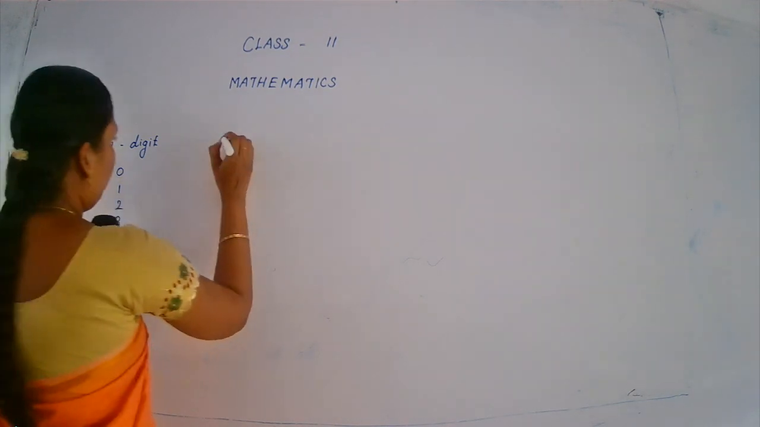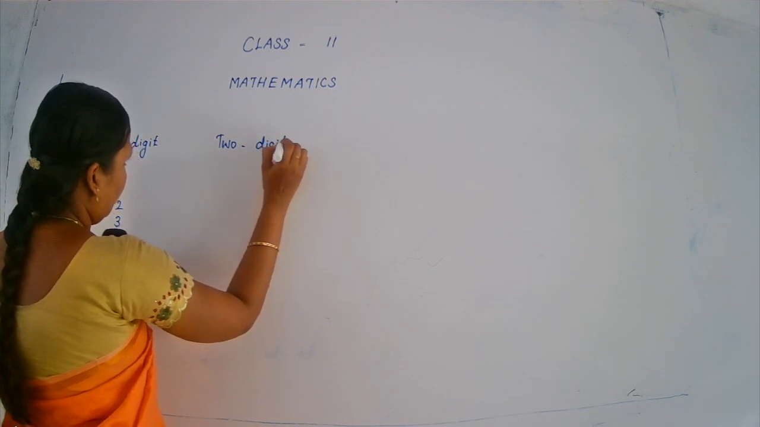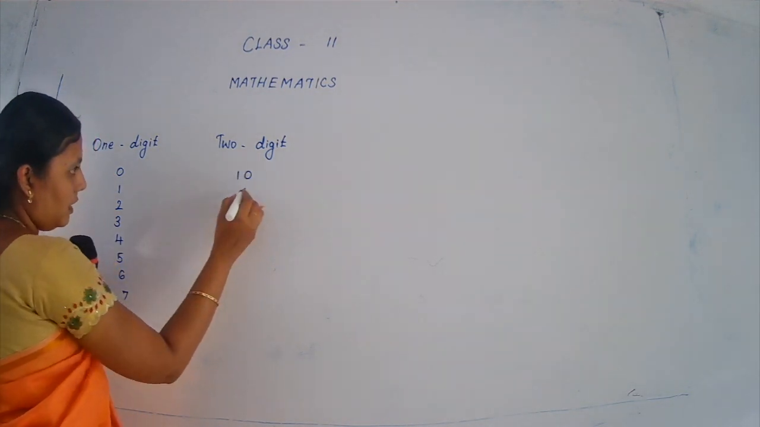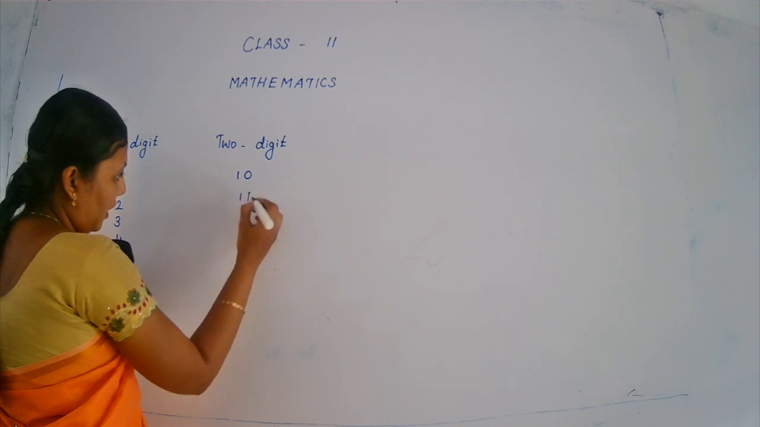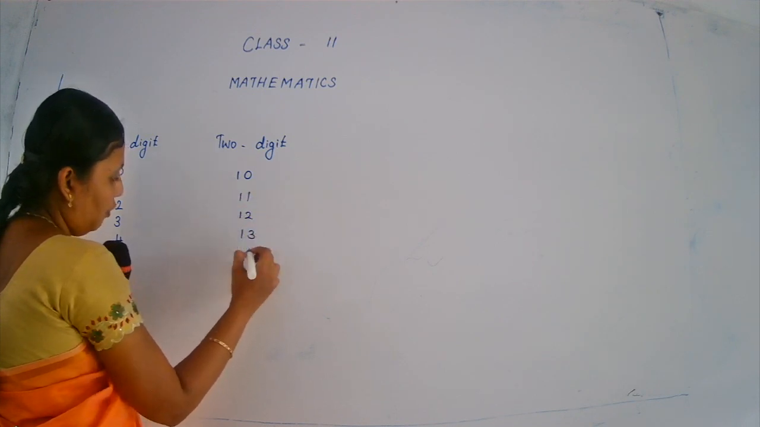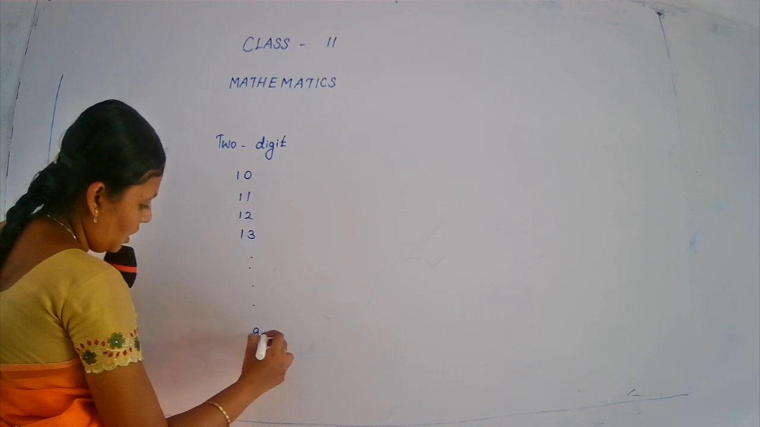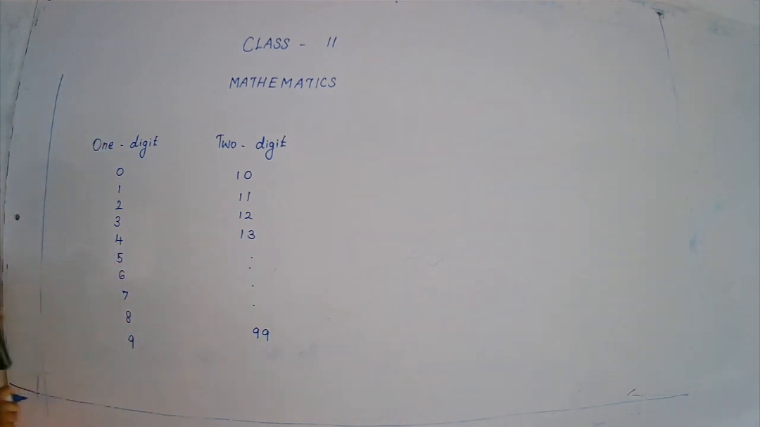Then, 2-digit numbers. The smallest 2-digit number is 10. Then, what comes after 10? 11, 12, 13, 14, 15, 16, and so on. 99 is the greatest 2-digit number. What is the smallest 2-digit number? 10. Which one is the greatest 2-digit number? 99.